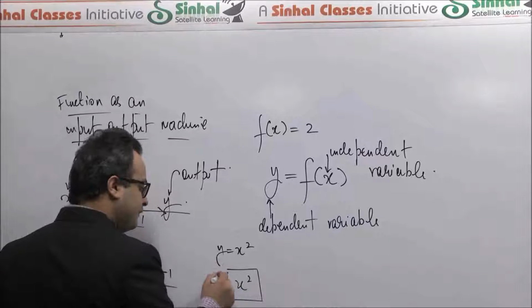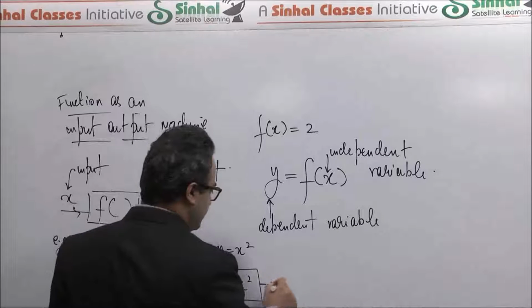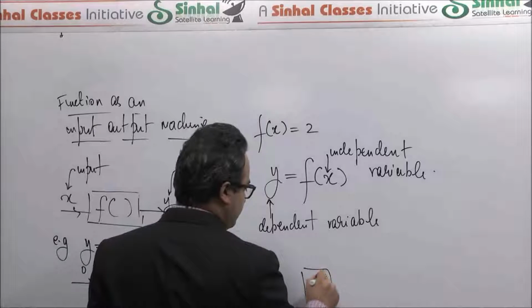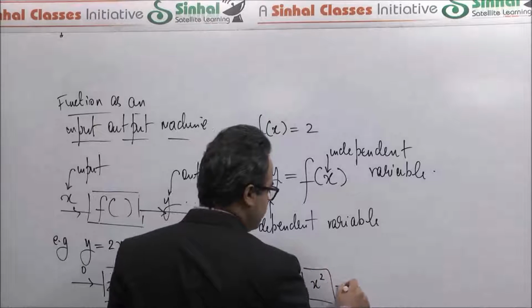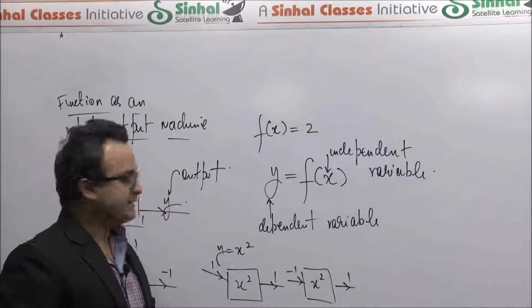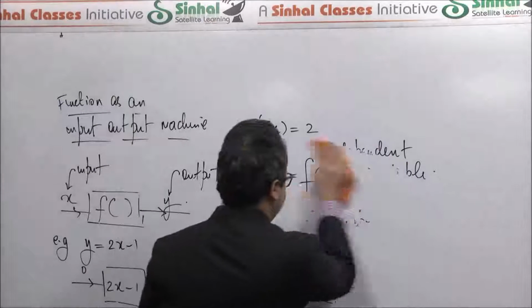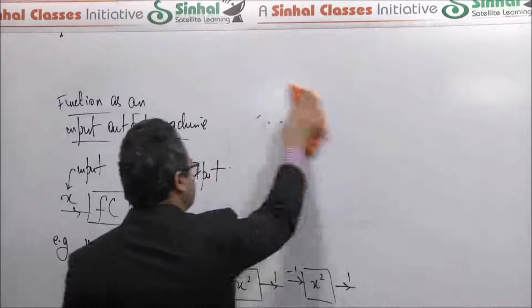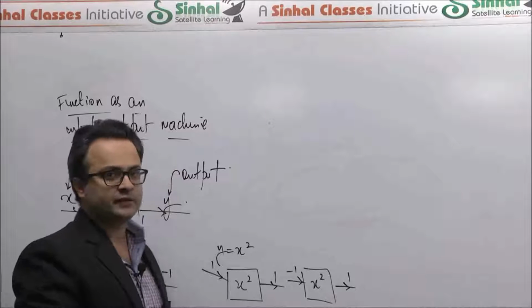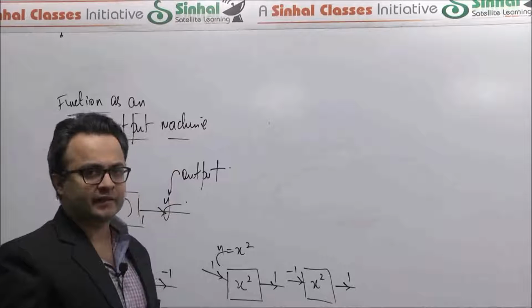But what is also happening over here is that, for example, for x equal to 1, the output is 1, and even for x equal to minus 1, the output is 1. Right? So for two different values of the input, you're getting the same value of the output. Something like this, of course, is allowed, right? As far as the definition of a function is concerned.